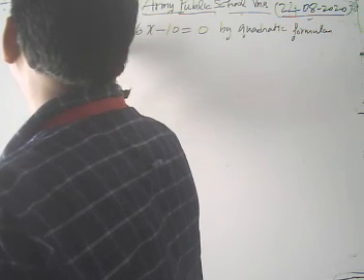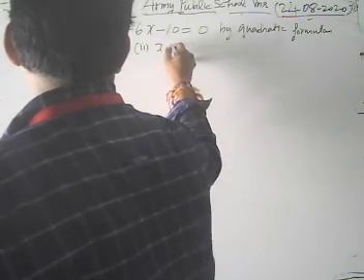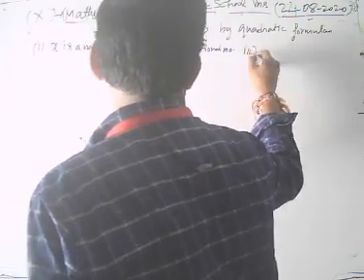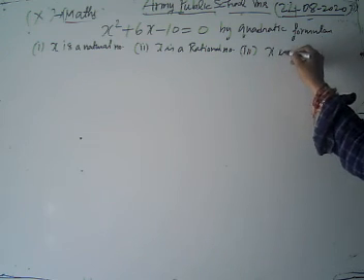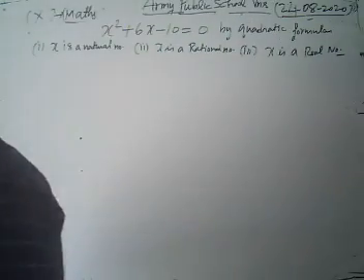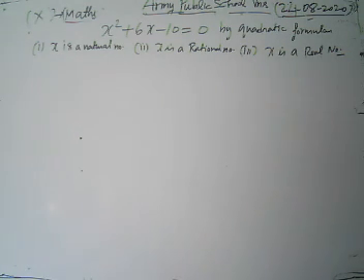When x is a natural number, second when x is a rational number, and third when x is a real number. Now look, we have a quadratic equation on the board, x square plus 6x minus 10 equal to 0. We have to solve it by the quadratic formula, and then find its solution when x is a natural number, a rational number, and a real number.